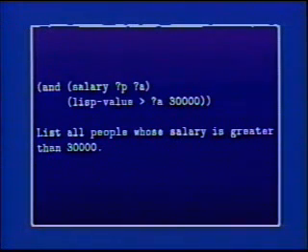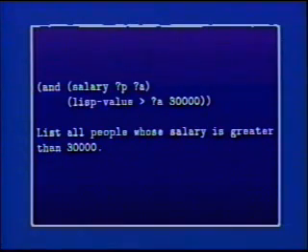And when I go and look at A is greater than 30,000, Lisp value here is a little piece of interface that interfaces the query language to the underlying Lisp. What Lisp value allows you to do is call any Lisp predicate inside a query. So here I'm using the Lisp predicate greater than, so I say Lisp value, and I say and, so all the people whose salary is greater than 30,000.